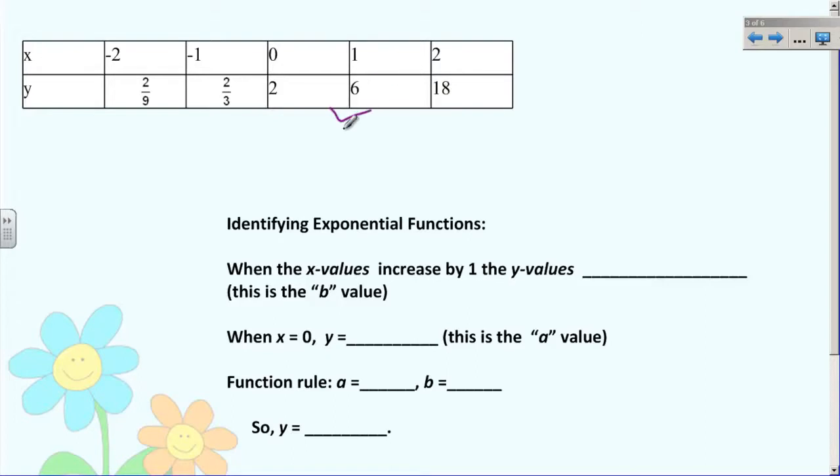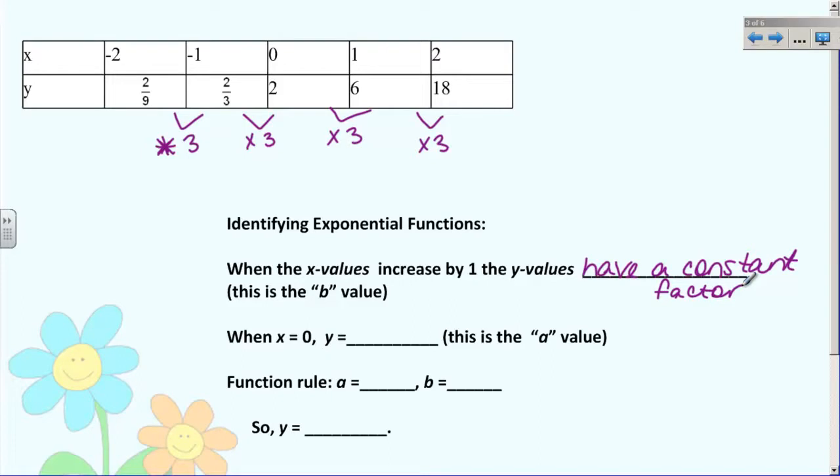So from 2 to 6, I had to do times 3. And from 6 to 18, I had to do times 3. And if you look at it here, 2/3 times 3 is going to give me 2. And if I look at this also, 2/9 times 3, that should be a times, not a plus, becomes 6/9, which reduces to 2/3. And so my constant factor is going to be times 3 instead of plus 3. So I'm not adding 3 every time, I'm multiplying by 3. So the y values have a constant factor. So it's being multiplied instead of added or subtracted.